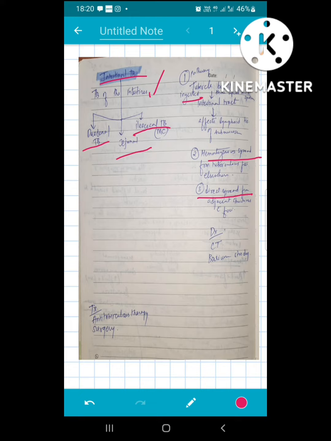So we know the causative organism. The causative organism is Mycobacterium tuberculosis, and in animals it is the bovis. Bovis is the species that affects the animals.